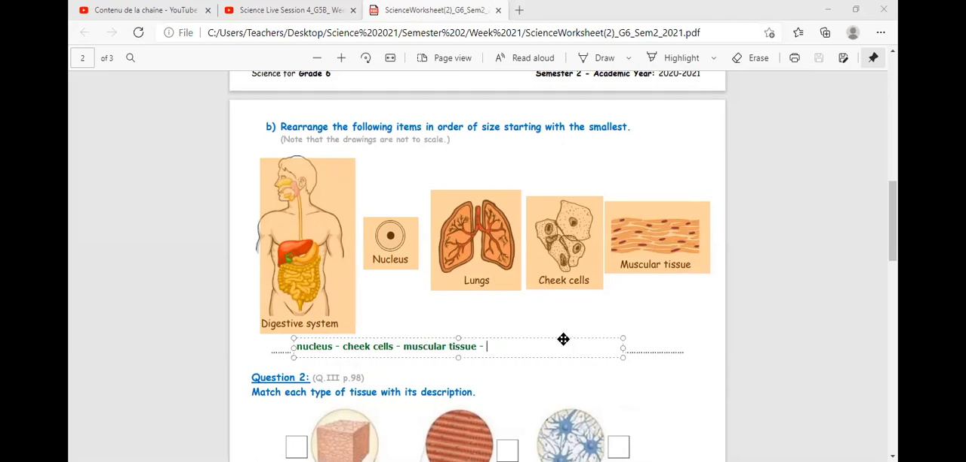A group of cells is a tissue. Here I gave the example of cells, the cheek cells. Okay, one moment. In order, I think this is Marwa who asked: nucleus, cells, tissue, organs and system. But here I gave specific examples. I didn't say organ in general. I said lungs, so you need to know that lungs are organs. You need to know that muscular tissue is a kind of tissue. Okay?